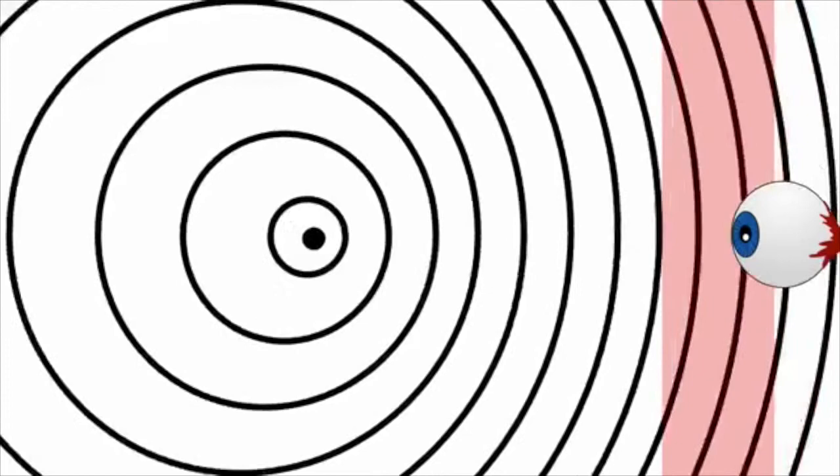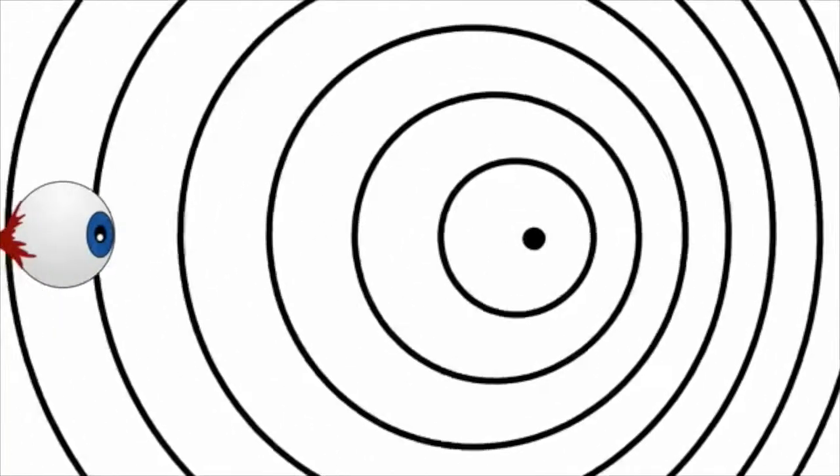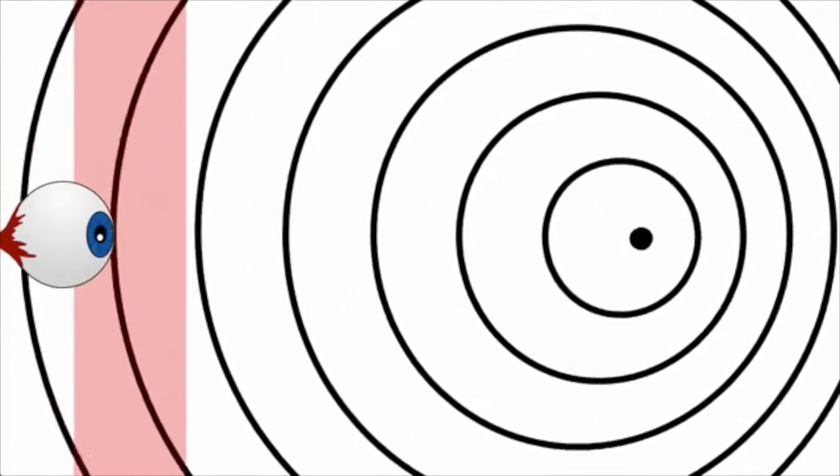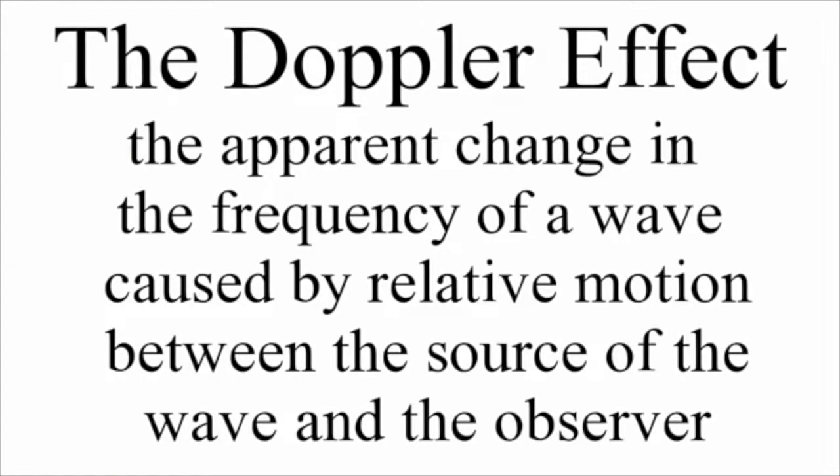In the direction it's moving, the wavefronts bunch up, and behind it they spread out. If our object is moving towards a stationary observer, these bunched up waves are observed at a high frequency, and if the object is moving away from a stationary observer, the waves are observed at a lower frequency. So that is the Doppler effect, the apparent change in the frequency of a wave caused by relative motion between the source of the wave and the observer. It makes sense, but it gets interesting when you consider some of its applications.